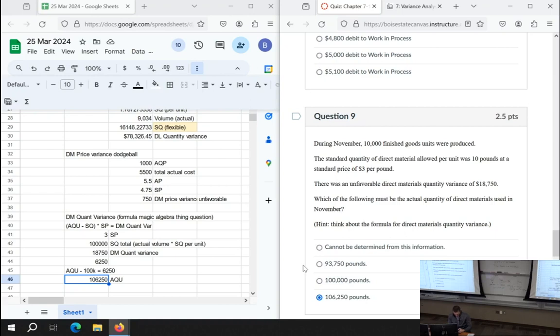So we know it's unfavorable if the actual is more than expected, and favorable if it's the other way around? Is there any term if it's the same? No, just no variance, zero variance.